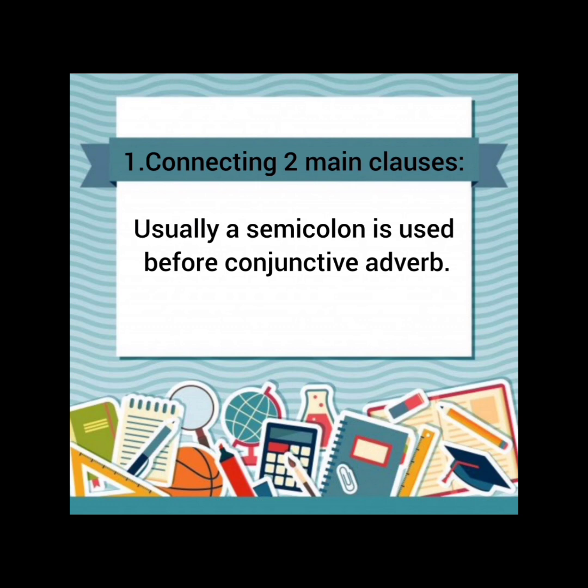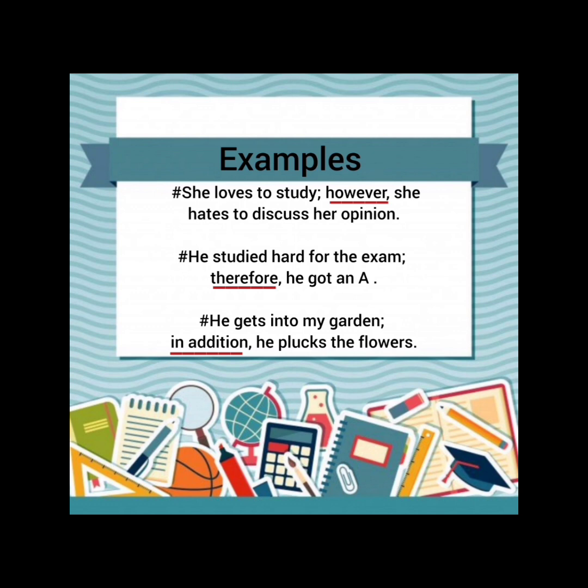Usually a semicolon is used before a conjunctive adverb when we are supposed to connect two main clauses. For example, she loves to study. It's one clause. She hates to discuss her opinion. This is another clause. And however is used here as a conjunctive adverb. So she loves to study. After that there is a semicolon, then a conjunctive adverb, however, then I have used a comma, and then the next clause is there, that she hates to discuss her opinion.